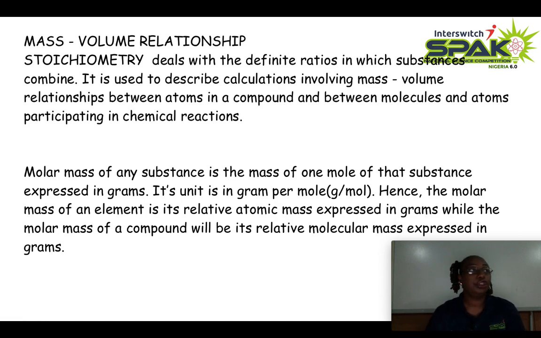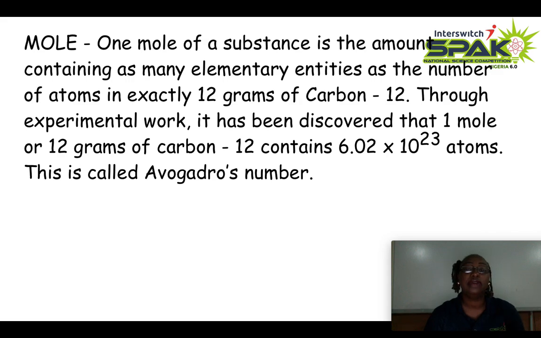We have stoichiometry, mass volume relationship. Stoichiometry deals with the definite ratios in which substances combine, and we have different ways in which substances combine. There are some terms we need to understand, we need to remember. Molar mass of a substance, we look at the mole of substances, your relative molecular mass, which is expressed in grams. Now, a mole of a substance is the amount containing as many elementary entities as number of atoms in exactly 12 grams of carbon-12, which is also equivalent to 6.02 times 10 raised to the power 23, which is known as the Avogadro's number.